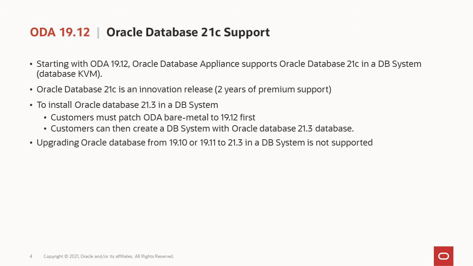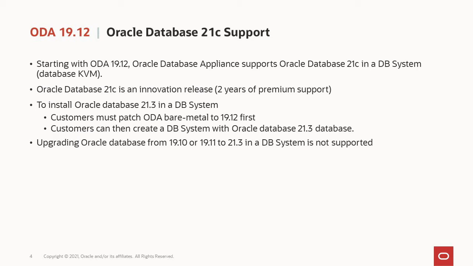So the 21c is the new thing with 19.12, and as I stated earlier, it's KVM support only in our DB system. And the reason being that it's what Oracle calls an innovation release, so it only has 2 years of premium support. So most people will try the 21c more just to test out the new features and so forth, right? And we believe most of the customers will stay on the long-term release, which is 5 years and longer. So that's why we just want to get it out there for customers to kick the tires on the 21c. So we'll be supporting the DB system only.